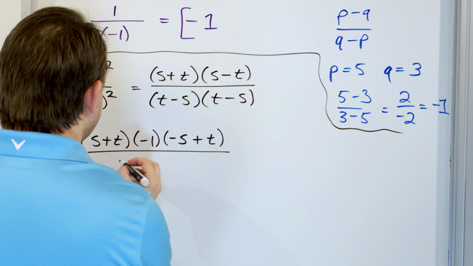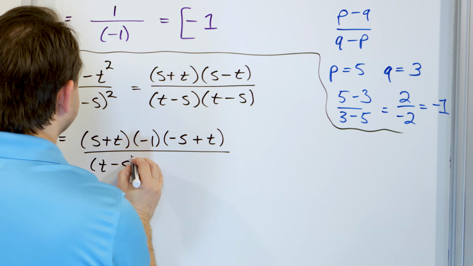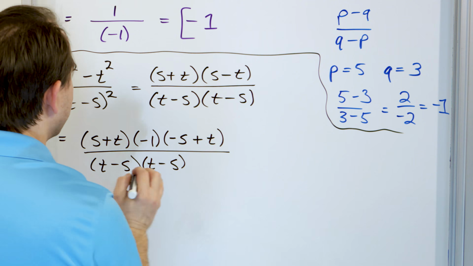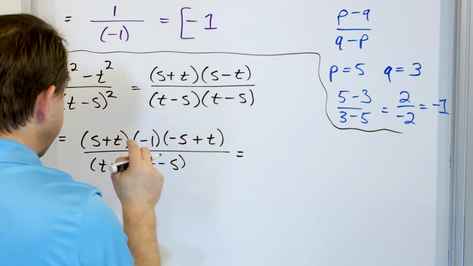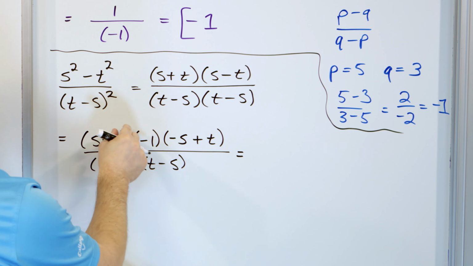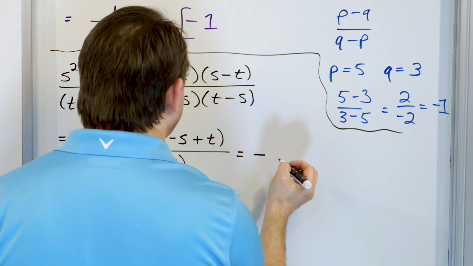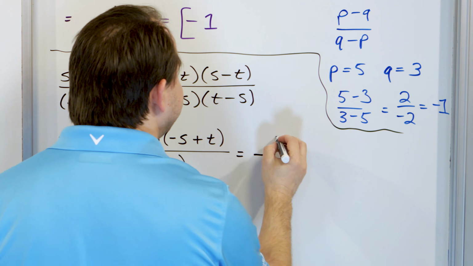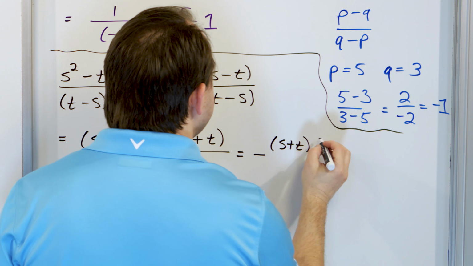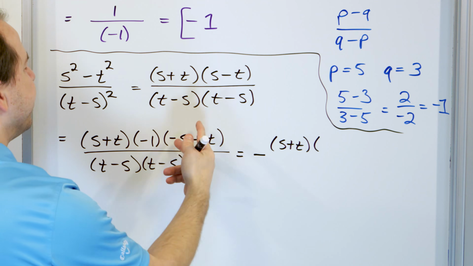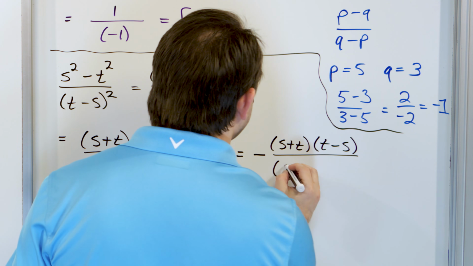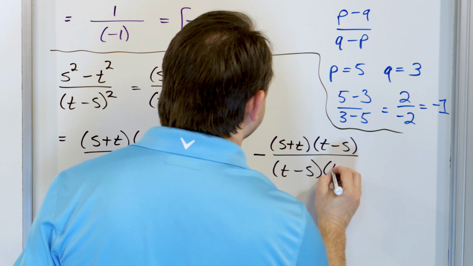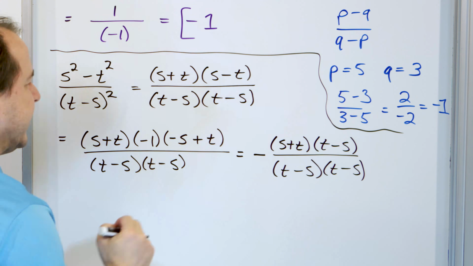So then on the bottom, I say, well, t minus s, t minus s. So we're getting closer, but this doesn't quite look like this. Then you say, wait a minute here. The negative 1, let me go ahead and pull out and put it in front of the fraction. Then I'll have s plus t on the top. And then in here, instead of writing it like this, I'll flip the order, t minus s. And then in the bottom, all I have is t minus s 2 times. And now you see I can cancel with one of those.